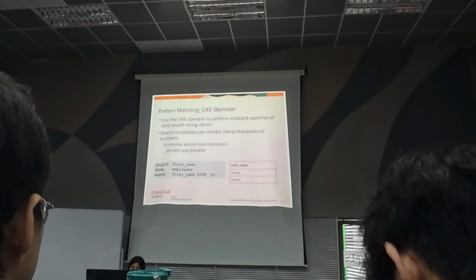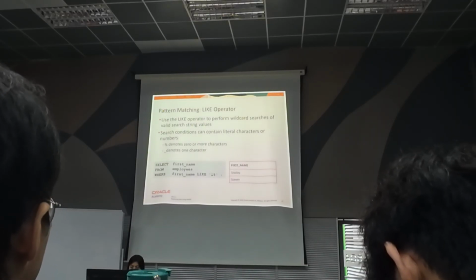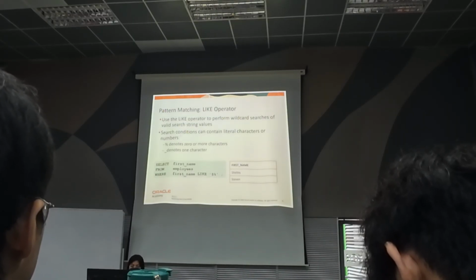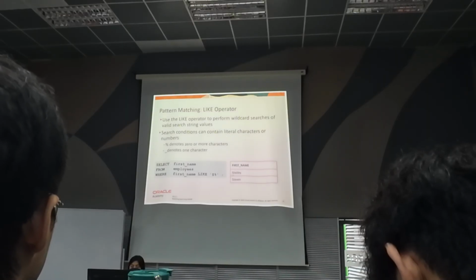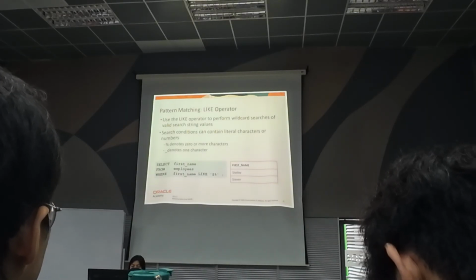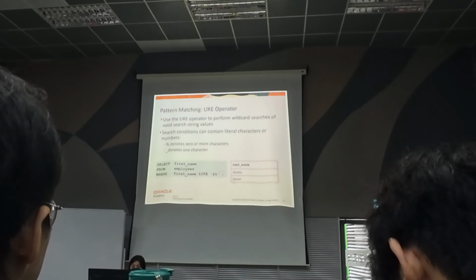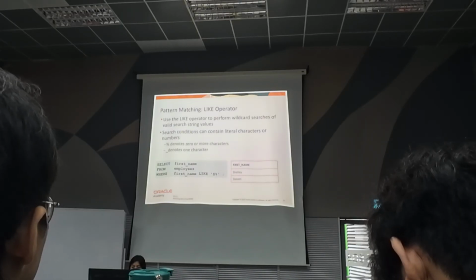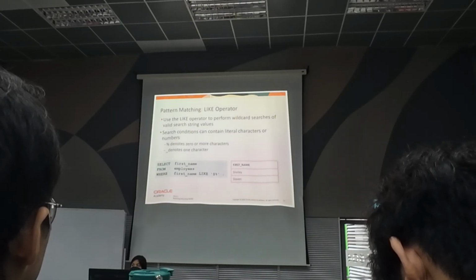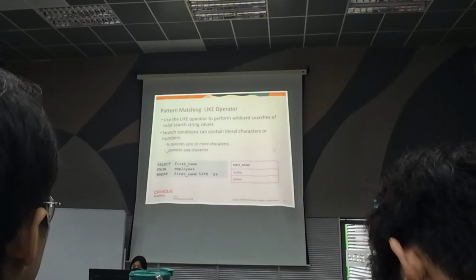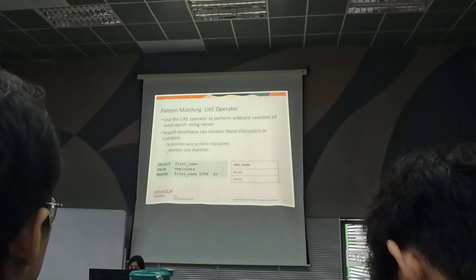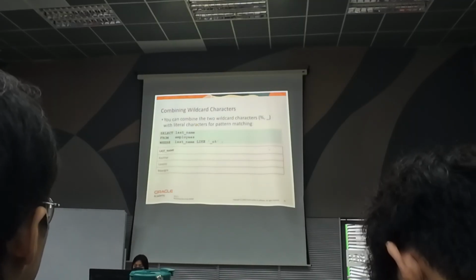Start from capital letter S, then percent. Percent means there may be no character behind S or many characters behind S. So the result: Shirley. Can you see S followed by the percent? Percent means 0 or more characters. The second result, Stephen. The percent here represents 0 or more characters. Easy? These are very common, you may want to use them.